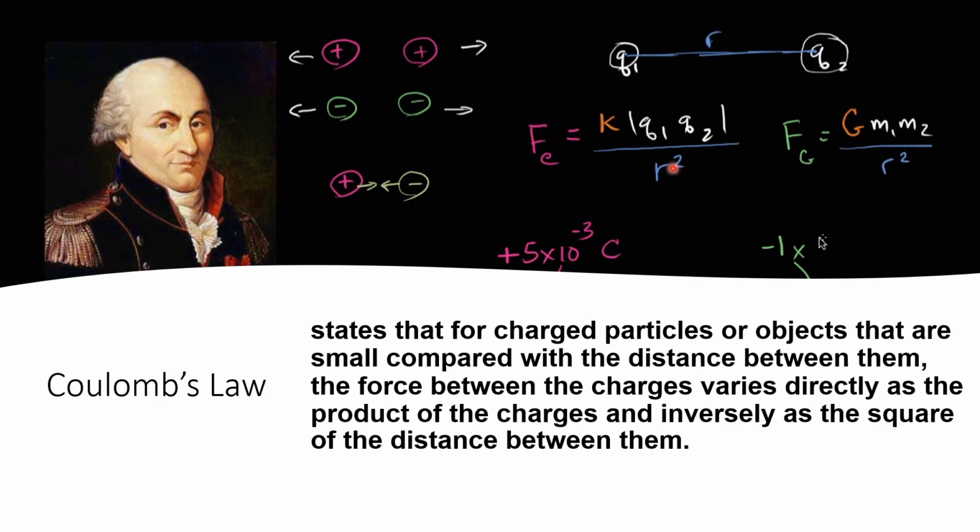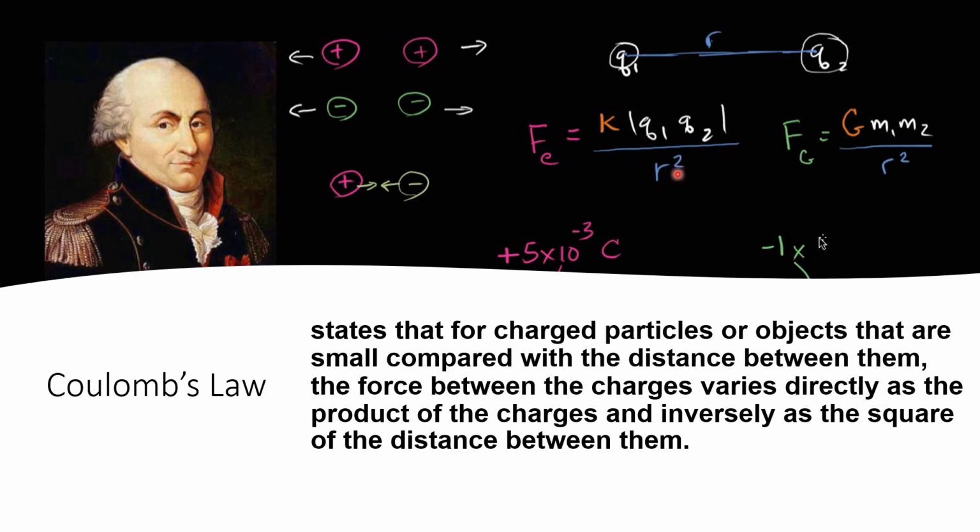The relationship among electrical force, the charge, and the distance can be stated through Coulomb's law. Coulomb's law was discovered by the French physicist Charles Coulomb in the 18th century, and it states that for charged particles or objects that are small compared with the distance between them, we can measure the force between these charges, which varies directly as the product of these charges and inversely as the square of the distance between them.